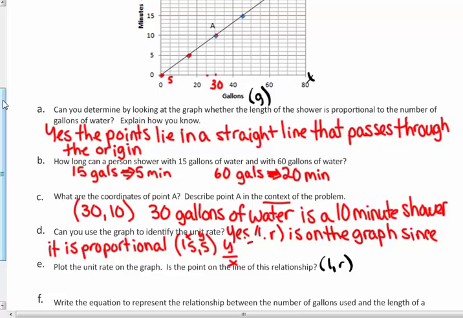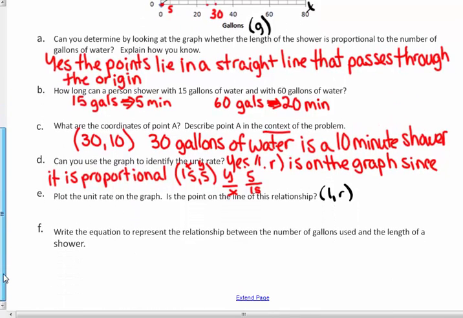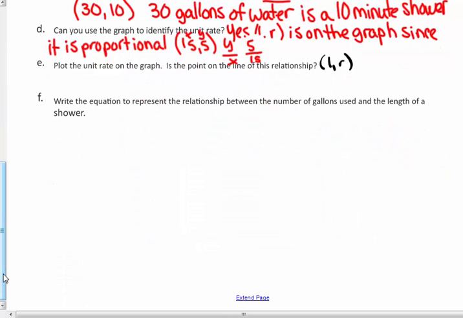It's 5 over 15. Well, the unit rate says, what is it for 1? I need this to be 1 over here to be a unit rate. So if I divide by 15 in both parts, I get 5 over 15 over 1. So my unit rate is 5/15, which I could reduce to 1/3 over 1. That's my unit rate.